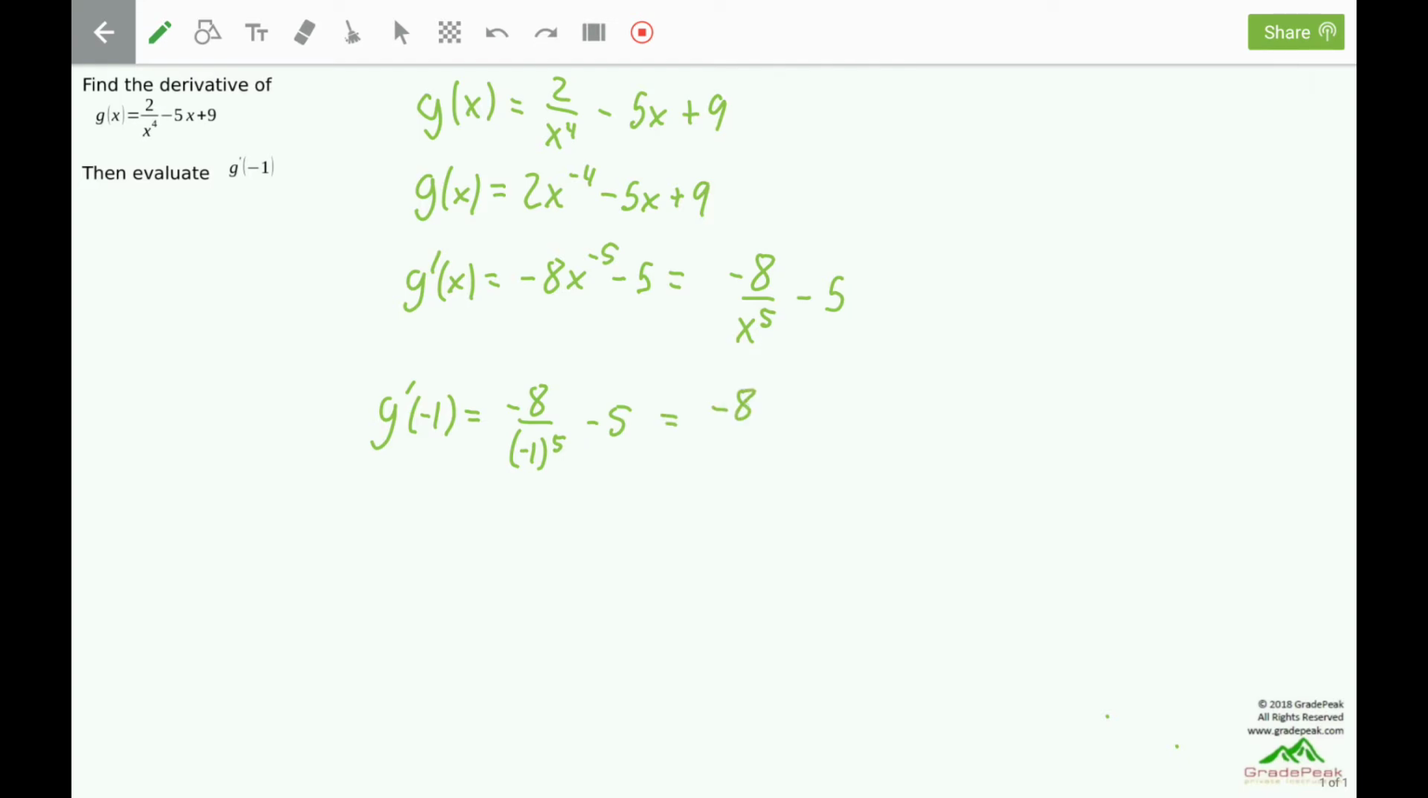And so we will have negative 8 over negative 1 to the 5. Now negative 1 raised to an even power is a positive 1. Negative 1 raised to an odd power will always be a negative 1. That's 5 negative 1s. An odd number of negatives will give you a negative, so we'll have negative 8 divided by negative 1. Those negatives can cancel, and 8 over 1 will be an 8. And so we have an 8 minus 5, which comes out to 3.